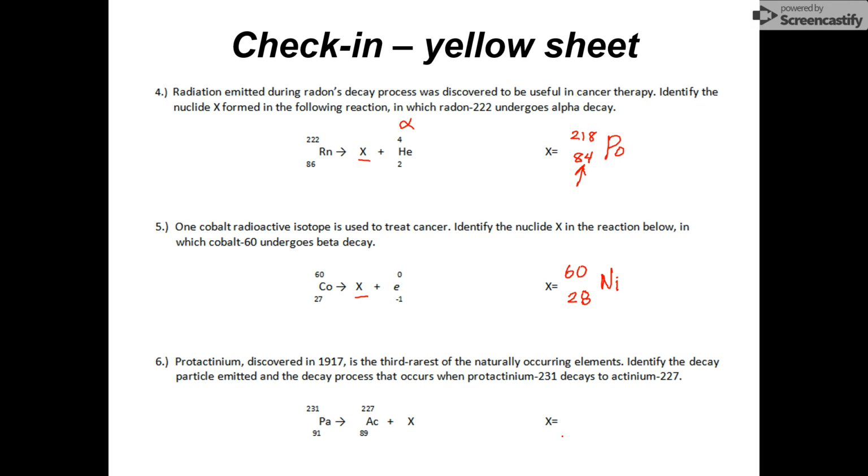Okay, this one. Protactinium is the third rarest of all the naturally occurring elements. What is the decay particle emitted in this decay process? Okay, so protactinium turns into actinium and emits some kind of particle. What does X equal? Well, 231 on this side, 227 plus something. I think I know what this is. It's got a mass of 4. 91 equals 89 plus something. Okay, it's got a charge of 2. That has to be an alpha particle. It could also be written like this. It's an alpha particle with a mass of 4 and a charge of plus 2.